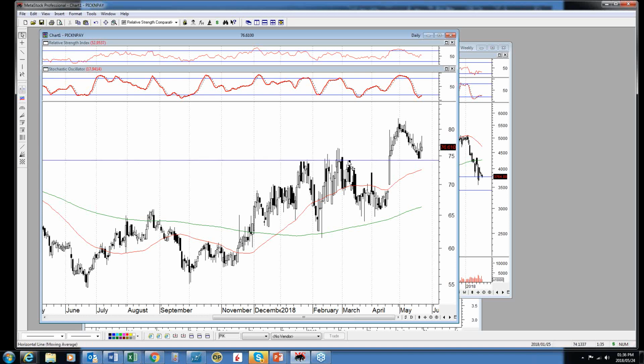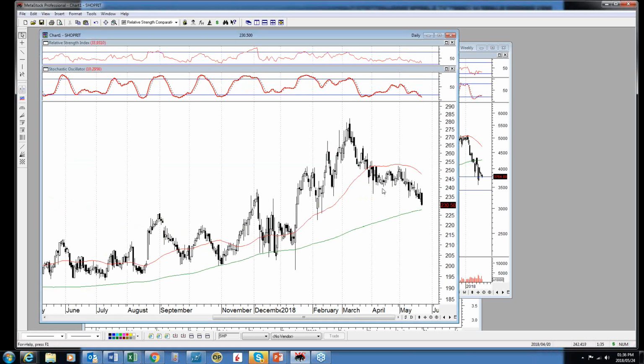Some support here at about 74 Rand, which seems to have held for the time being, quite a nice, decent pullback over the last few weeks, and it seems to be holding that 74 Rand area. So from a technical perspective, there's quite a lot to like here about Pick and Pay for the time being. I prefer it technically to ShopRite, for example.